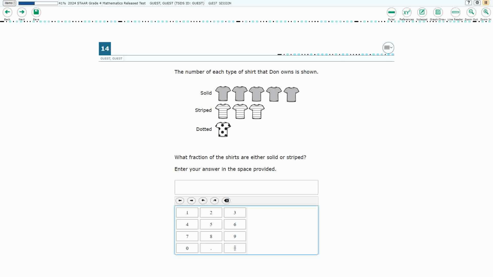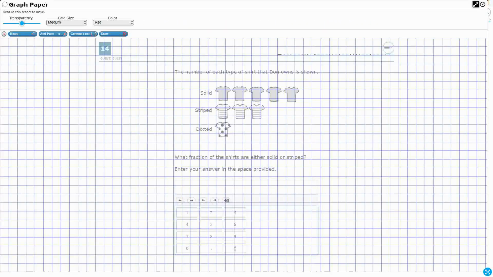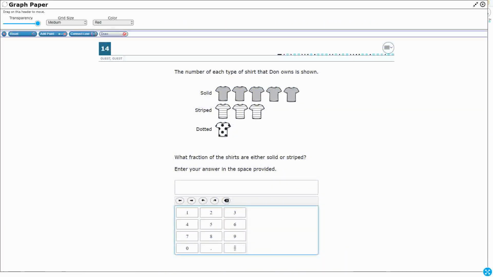All right, so we have an equation editor here, which means we are going to need to type in our answer. So first, let's solve. Then let's figure out how this equation editor works. So I'm going to open up my graph draw feature here. It says the number of each type of shirt that Don owns is shown. So I've got 1, 2, 3, 4, 5 solids, 1, 2, 3 striped, and 1 dotted. What fraction of the shirts are either solid or striped?